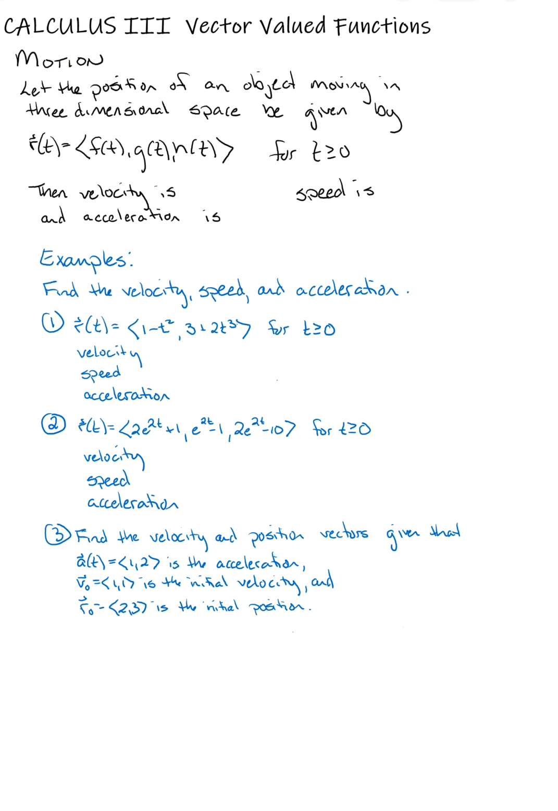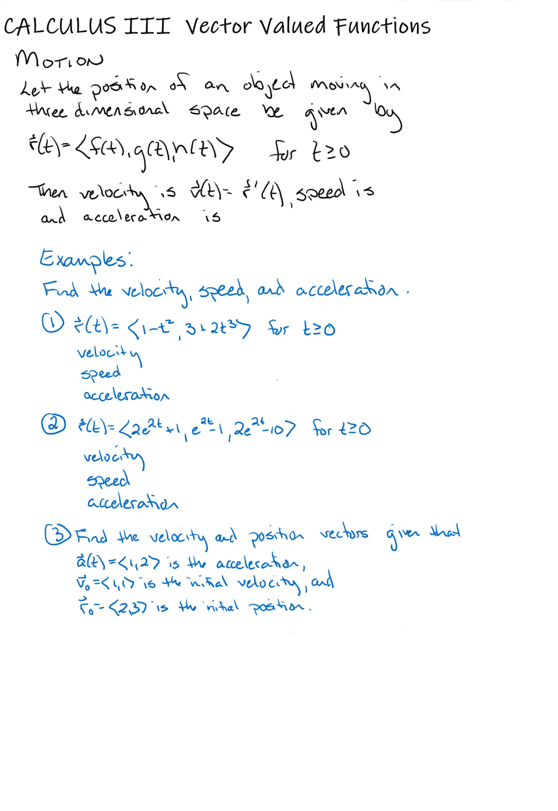To begin, let the position of an object moving in three-dimensional space be given by the vector-valued function r of t, defined by f of t, g of t, and h of t for t greater than 0. The velocity, which we denote as the vector v of t, is given by the derivative of that position function r of t.